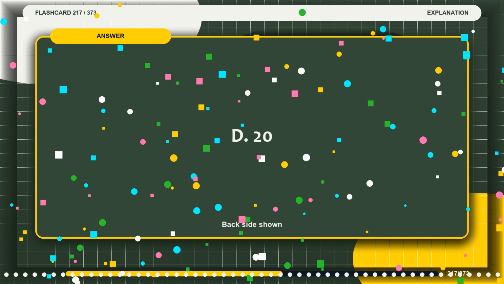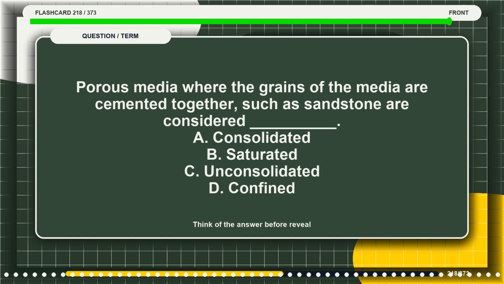Flashcard 218. Porous media where the grains of the media are cemented together, such as sandstone, are considered blank. A. Consolidated. B. Saturated. C. Unconsolidated. D. Confined. Think of the answer before the reveal.